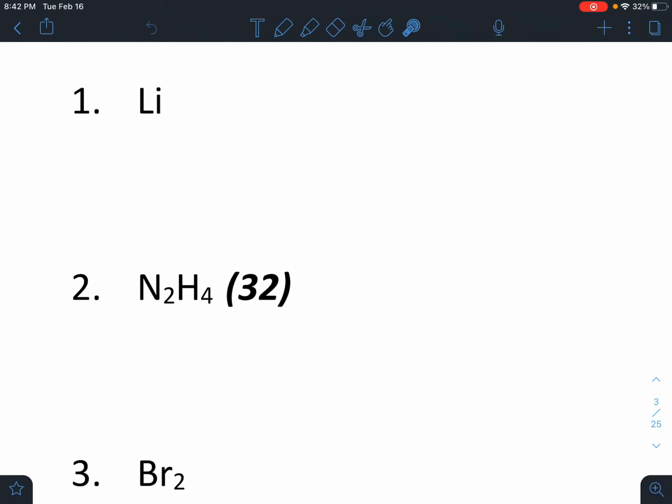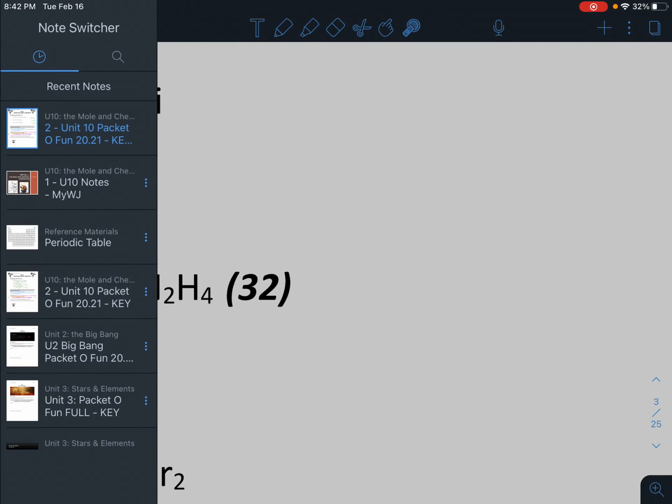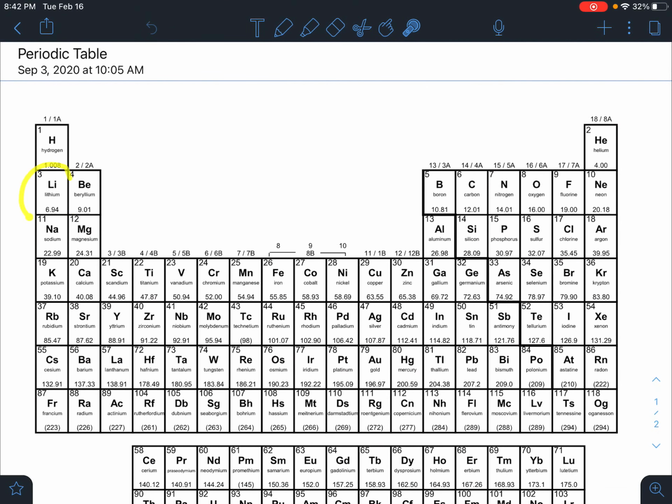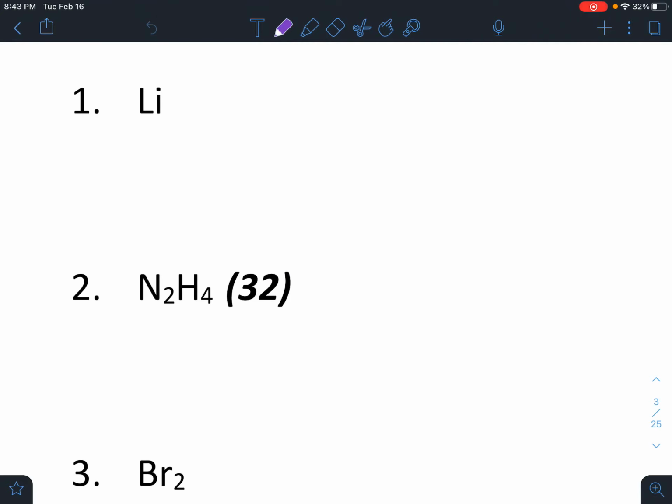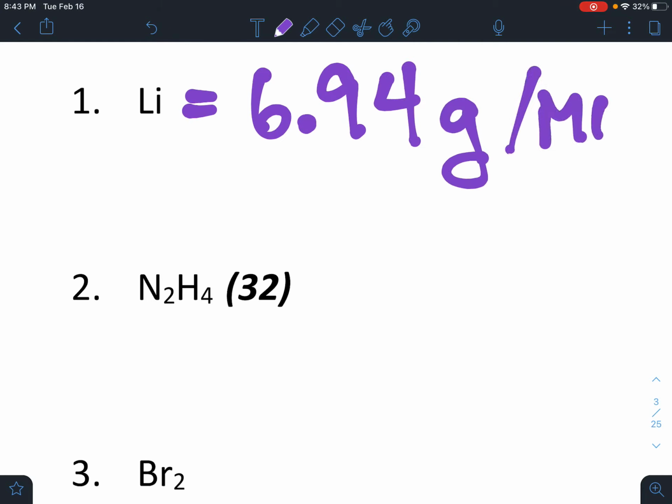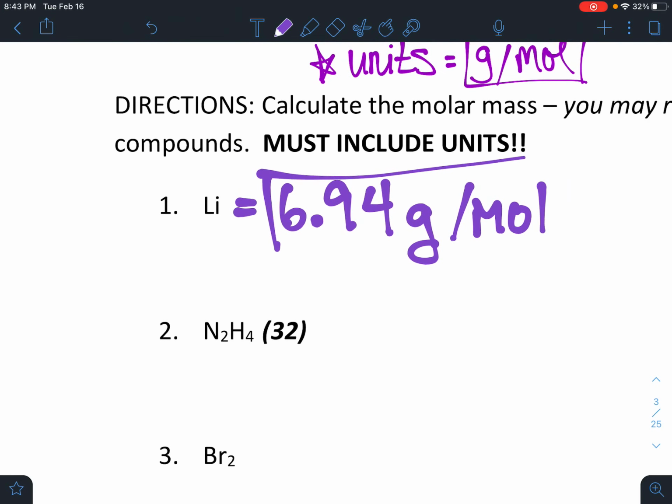So for our first one, lithium, it's just a single element. So if we look it up on our periodic table, lithium is right over here in group 1. It's an alkali metal. And the mass of it is 6.94. Now, since lithium's just alone in number 1, that's its molar mass. There's only one lithium, and each lithium has 6.94 grams of mass. So if we head back, then lithium's molar mass is 6.94 grams per mole. And that's it for the answer on that one.